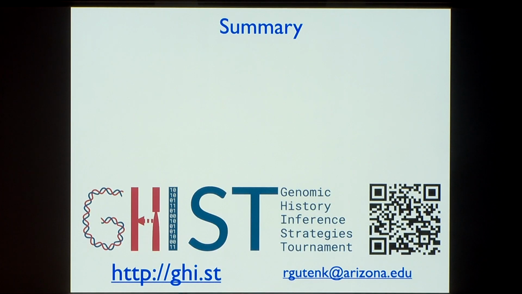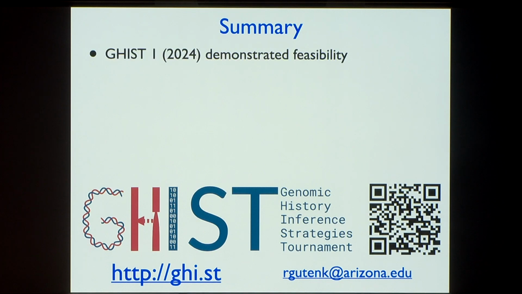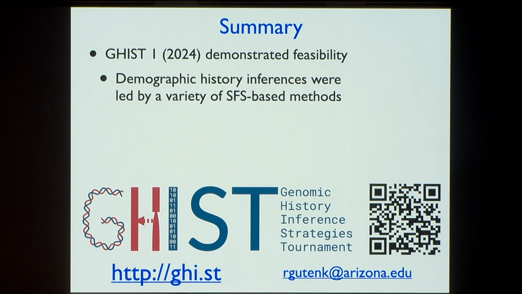So in summary, I think the first year of this competition has really demonstrated feasibility, that we can do it. Technically, there were little bugs along the way with AWS instances crashing, but we worked through those. I don't think we have definitive results yet, but at least in this first round of competition, the demographic history inferences were led by a variety of methods based on site frequency spectra. I think those are the most common tools nowadays. I don't necessarily think they're the best nowadays, though.